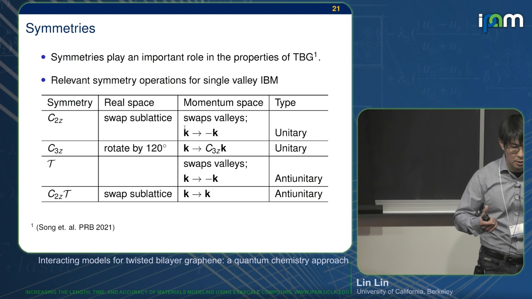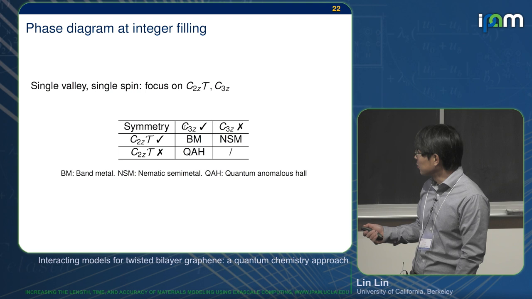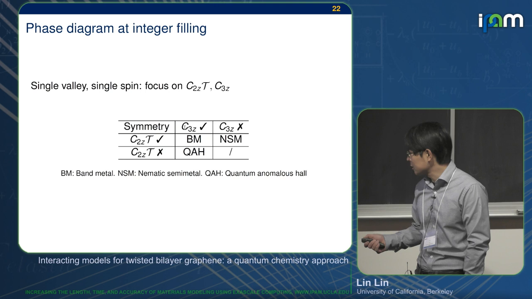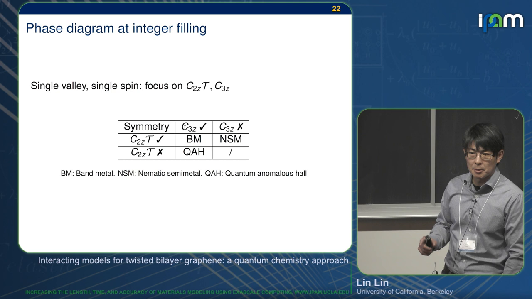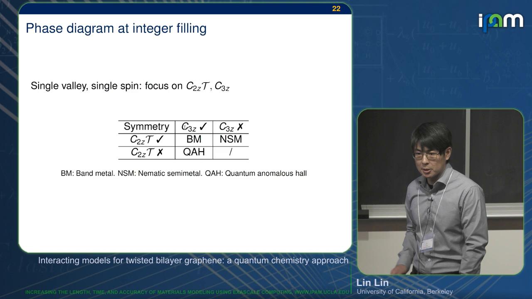Specifically, the phase diagram is relatively simple for this model. You look at C2zT and C3z. If both are satisfied, that's the band metal, which is pretty much predicted by BM. If C2zT is satisfied and C3z is not, this is the so-called nematic semi-metal. If C2zT is broken and C3z is there, it's called a quantum anomalous Hall phase. And nobody has seen a C2zT broken, C3z broken phase yet for this model. So these are the three phases, though the non-interacting one is not so interesting. Any questions?